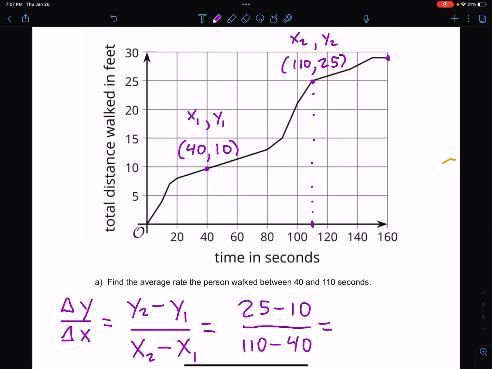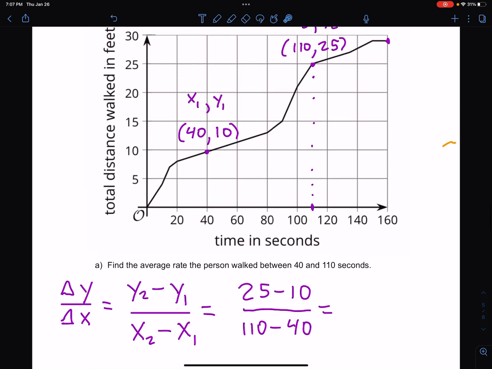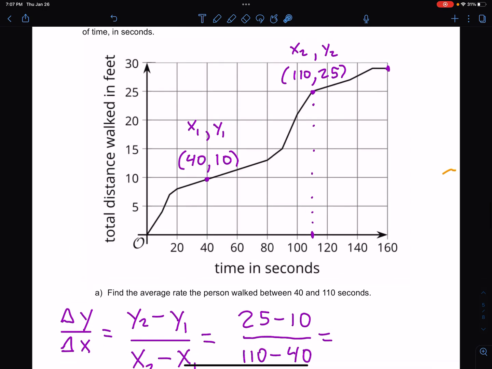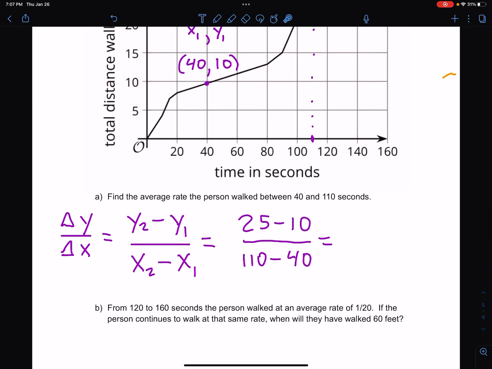So like I said before, it's just like slope, only we're just going to worry about the straight line between here and there. That's why they call it average rate of change. We're not trying to figure out this part and that part and the other part. We're going to make a straight line between our 2 points and measure the slope of that. So the change in y, how much did this thing go up? This person walked an additional 15 feet. 25 minus 10 is 15.